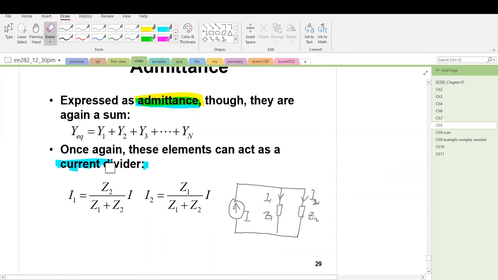We can apply current division: I1 equals Z2 divided by Z1 plus Z2, multiplied by I. So this is the same format as when two resistors are in parallel in a DC circuit.